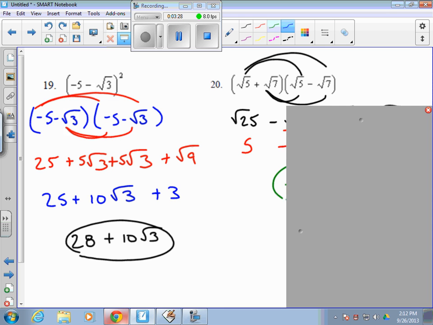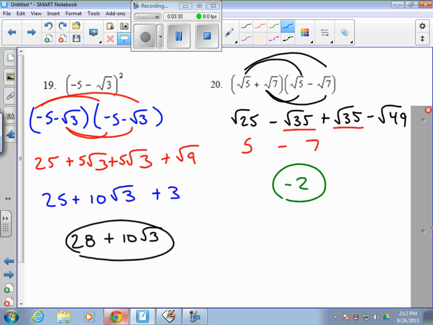FOIL this one out. The square root of 5 times the square root of 5 is the square root of 25. Square root of 5 times the negative square root of 7 is negative square root of 35. Square root of 7 times positive square root of 5 is positive square root of 35. And positive square root of 7 times the negative square root of 7 is negative square root of 49. These two cancel each other out, negative square root of 35 and positive square root of 35. So you're left with the square root of 25, which is 5, minus the square root of 49, which is 7, which gives you negative 2.